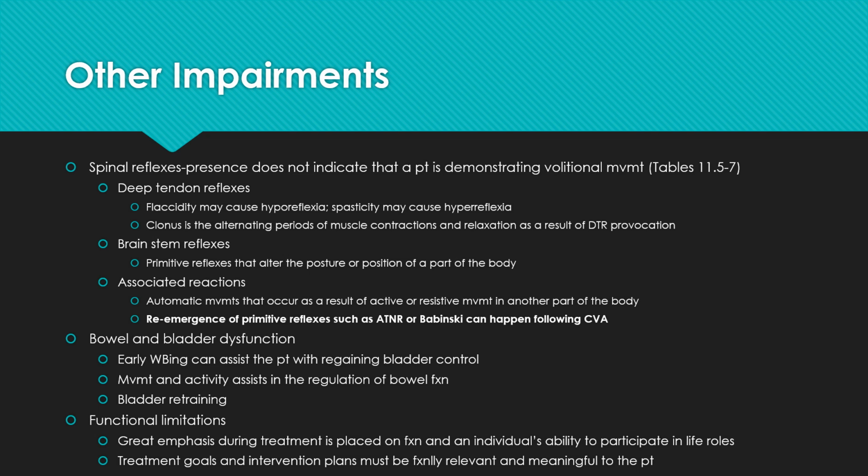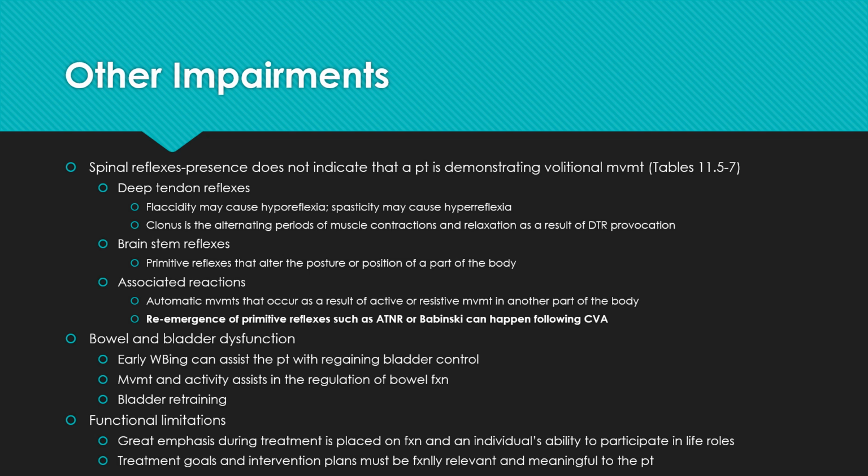But we look at the spinal reflexes, or listed on here as deep tendon reflexes, and flaccidity may cause hyporeflexia, spasticity may cause hyperreflexia, and clonus is the alternating periods of muscle contractions and relaxations. I think we've looked at the video of that as a result of DTR provocation. We're going to see clonus more commonly in our spinal cord injury patients, and so I believe we've got a video coming up of that in that unit, but just know that it can be present in our CVA patients.